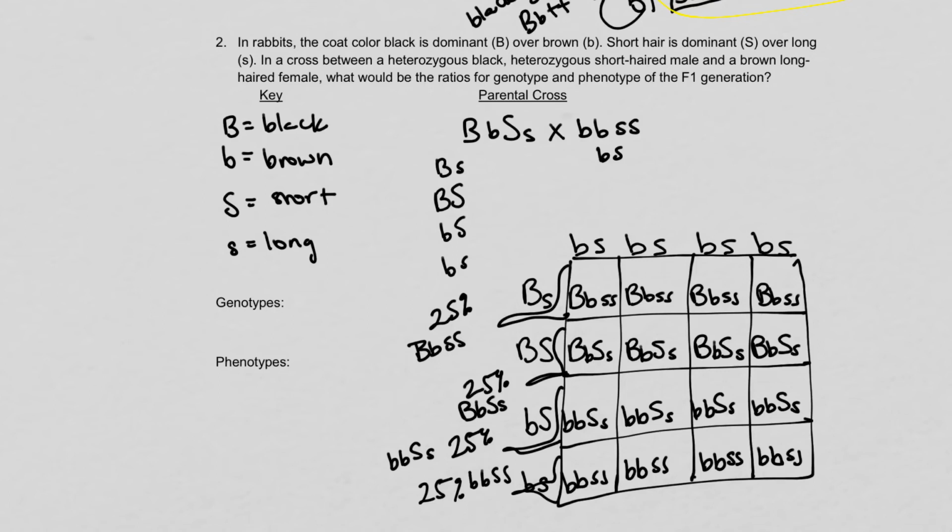Now for phenotypes, this 25% is going to be black and long-haired. This 25% is going to be black and short-haired. This 25% is going to be brown and short-haired. And this 25% is going to be brown and long-haired. So in this case, the ratios are going to be the same for phenotype and genotype.